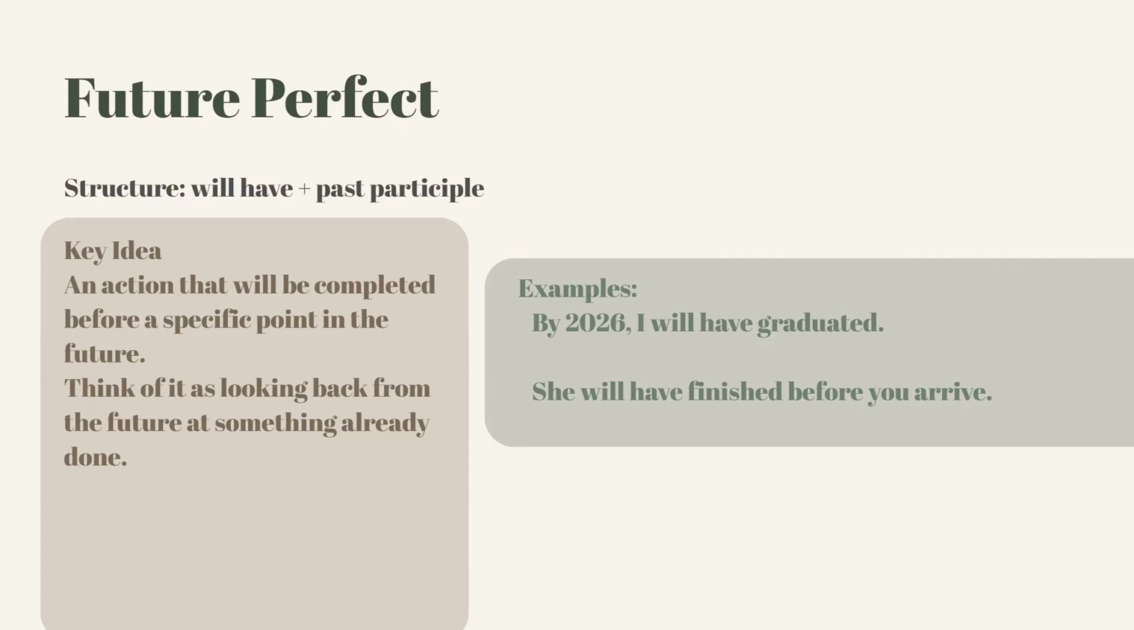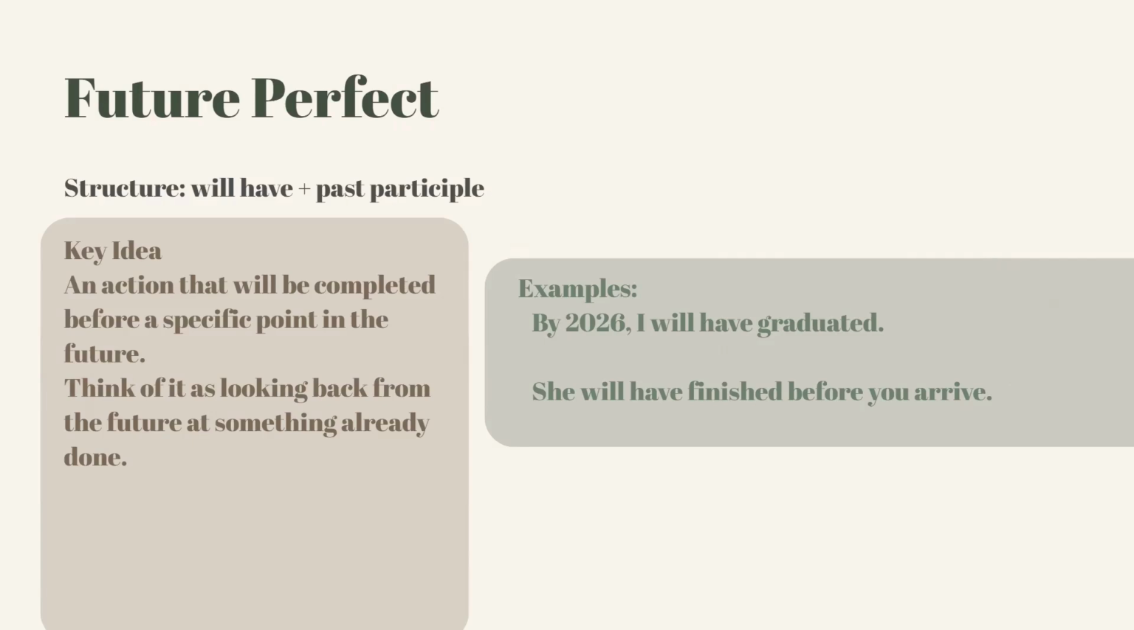By 2026, I will have graduated. Look at 2026. There's a deadline, right? It's like I will have graduated by 2026. My deadline is 2026. So the second you see a deadline, it's future perfect. Again, let's move on to the next example.